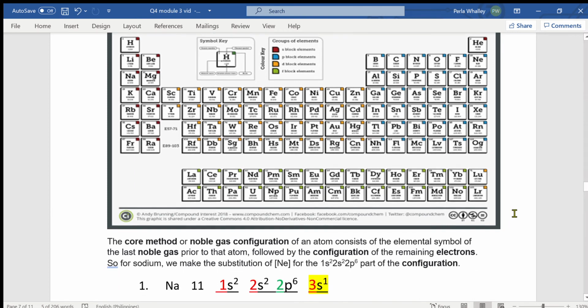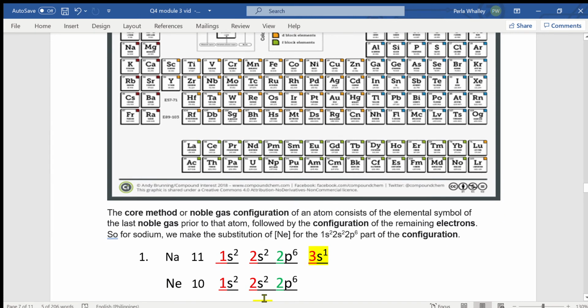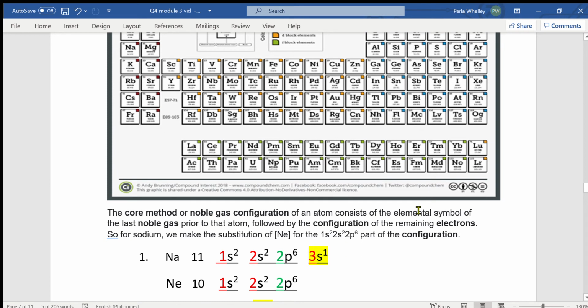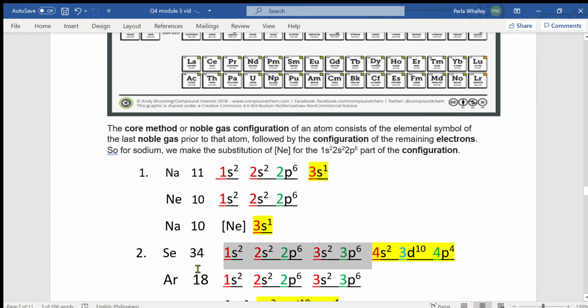Okay, so let's try. For sodium, sodium is here. It has an atomic number of 11. It will use neon here. Sodium is in period 3, so it will use neon, which is in period 2. Now, neon has an atomic number of 10.